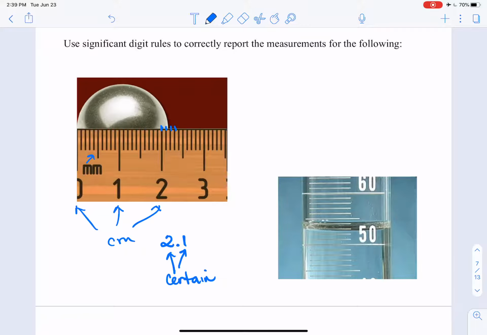So maybe you say, okay, that looks like it's 2.15 because it looks like it's right in between 2.1 and 2.2. And maybe I look at it and say, no, that's 2.14 centimeters. So who's correct? 2.14 or 2.15? We're both correct because this on the end is your guess. That's your uncertain digit, okay? So how many sig figs do we have here? We've got 3 sig figs here, 3 significant digits. So again, you guys, you've got to make a guess, okay?